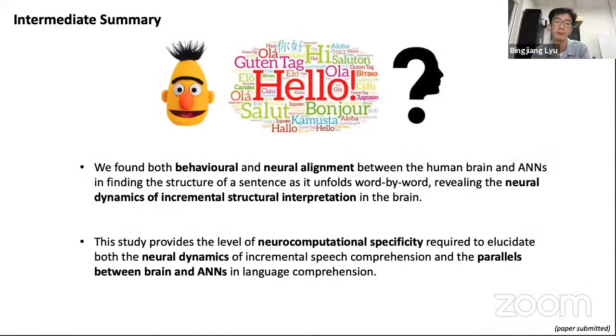So to wrap it up, we discovered both behavioral and neural parallels between the human brain and the ANN in finding the structure of a sentence as it unfolds word by word. So this also reveals the neurodynamics of incremental structural interpretation in the brain. Moreover, this study provides the level of neurocomputational specificity required to elucidate both the neurodynamics of incremental speech comprehension and the parallels between brain and ANN in language comprehension.